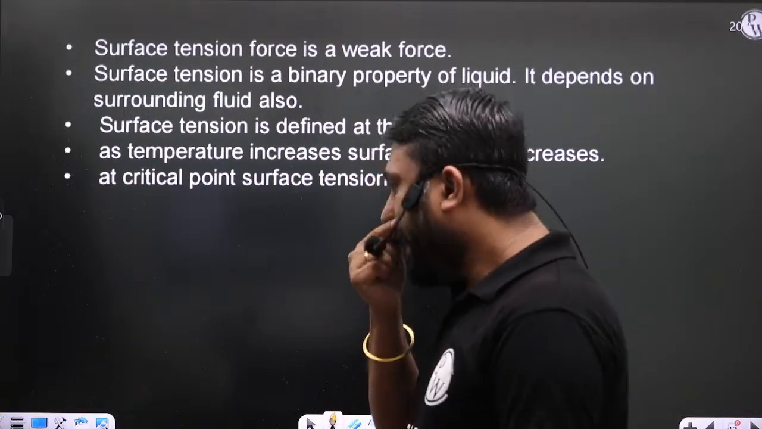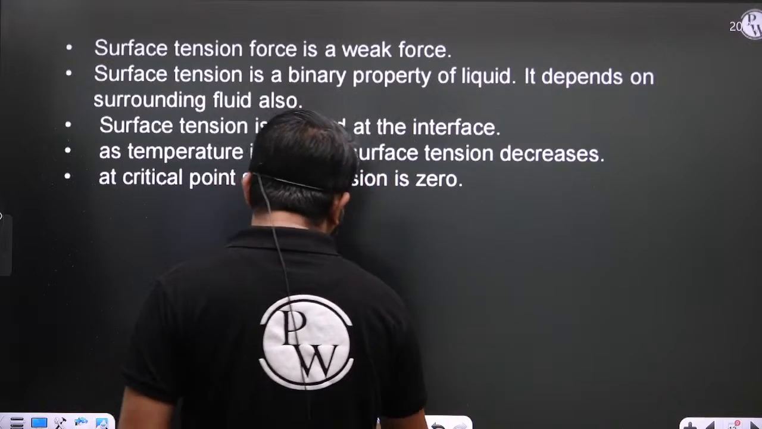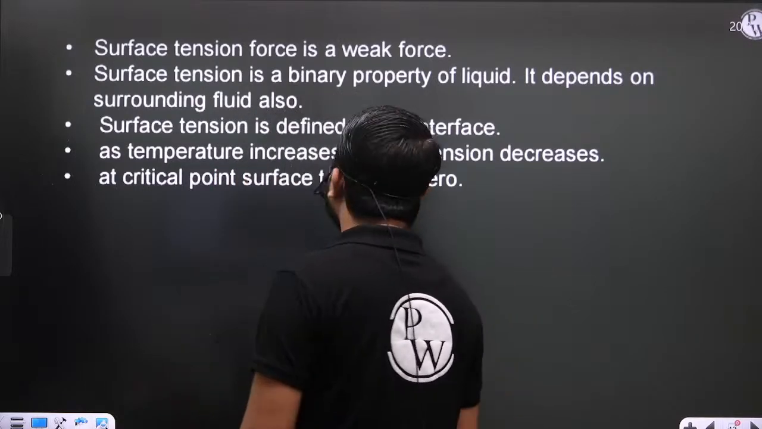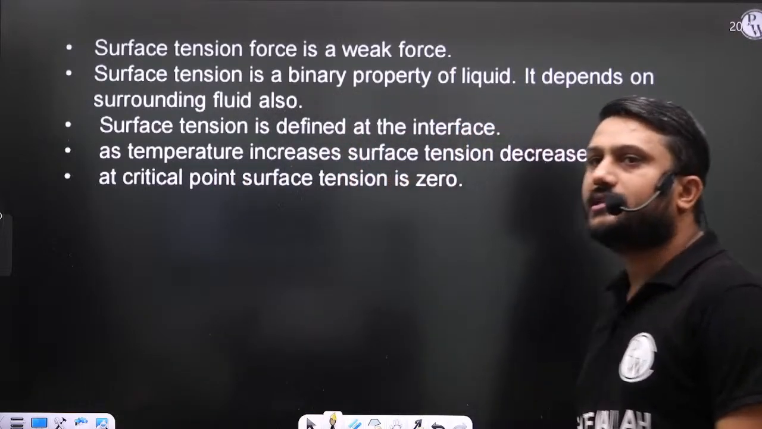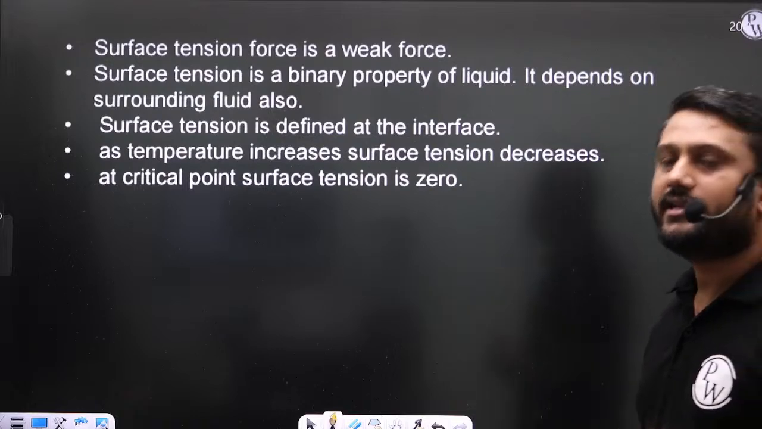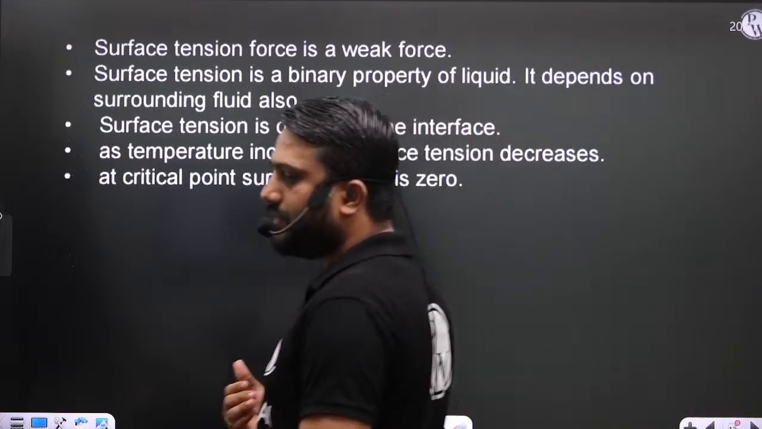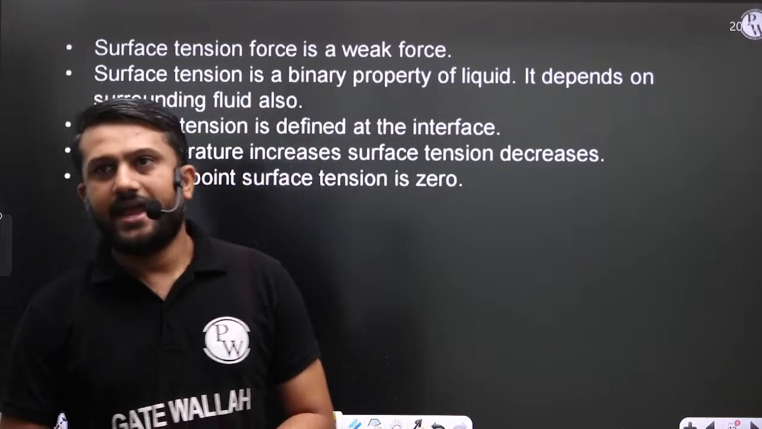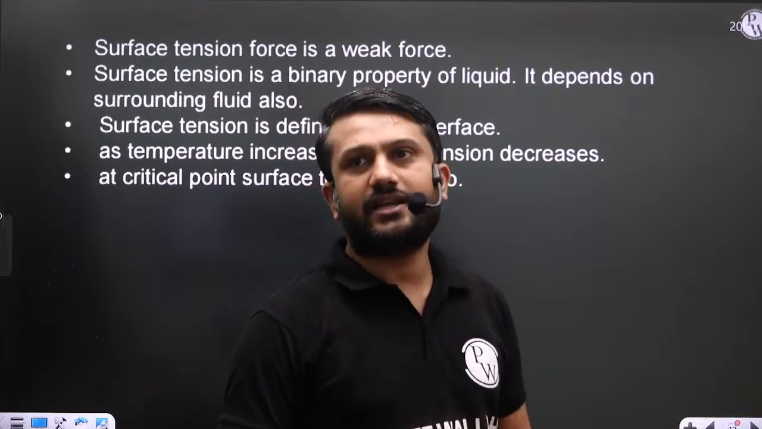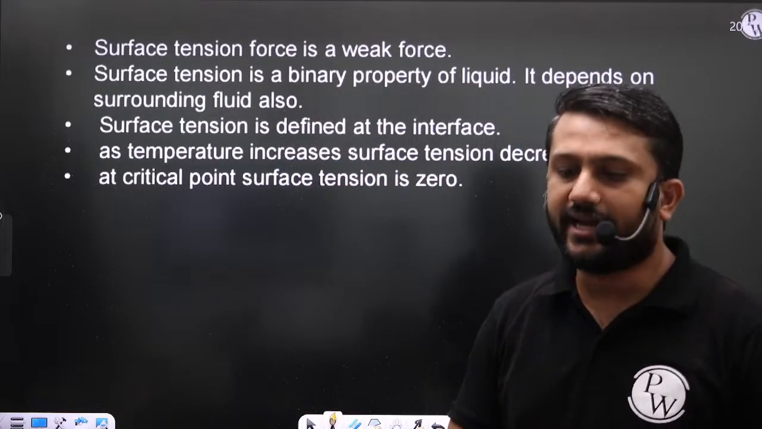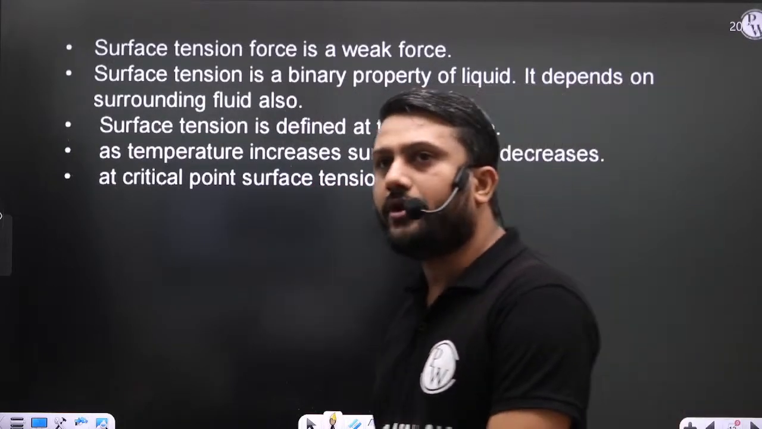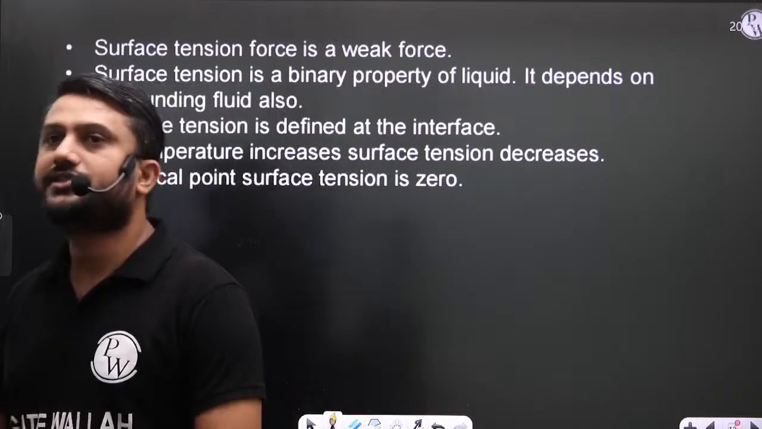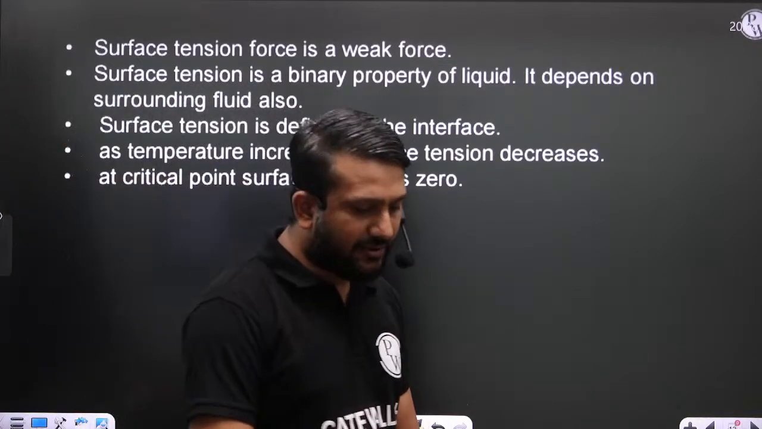Now, as temperature increases, what happens to the surface tension? As temperature increases, the cohesive force decreases, and therefore the surface tension decreases. And we also discussed that at the critical point, the surface tension value is 0.